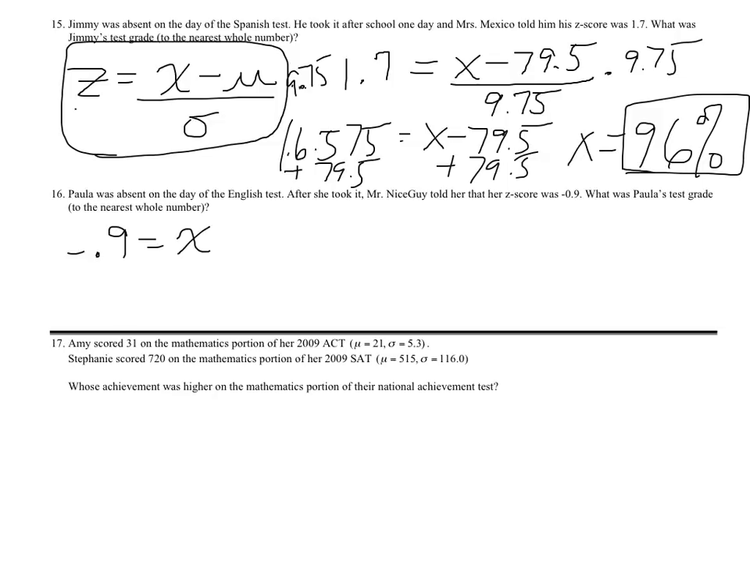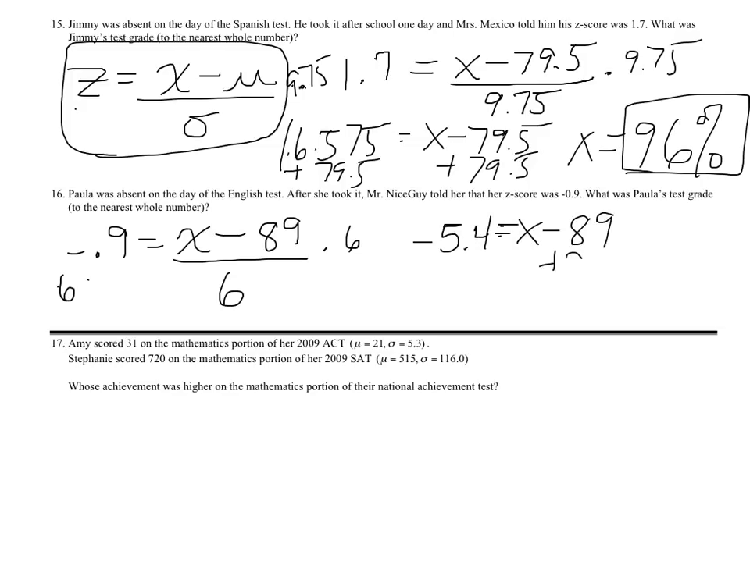It is equal to, we don't know her score, but now we're talking about the English test. So the English test had a different mean. Remember, the English test had a mean of 89 and the standard deviation was 6. So we're going to go ahead and solve that. Multiply both sides by 6, and you get negative 5.4 is equal to x minus 89. Then we add 89 to the negative 5.4. So you know what? She didn't really do that badly. We get x is equal to 83.6, and we're going to round that 83.6 to 84%. So she got an 84%.